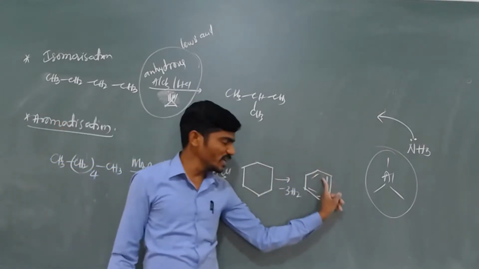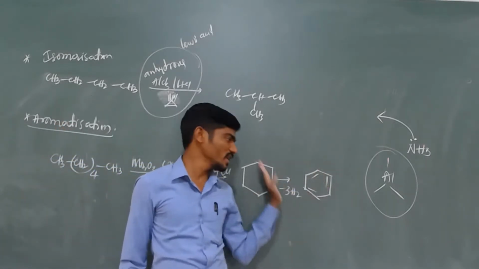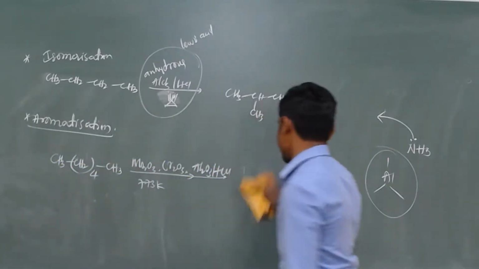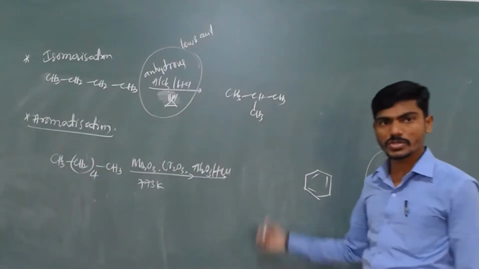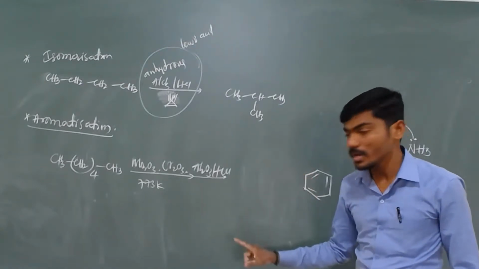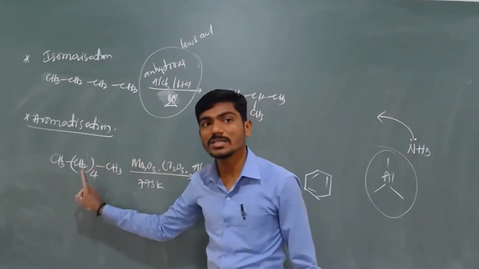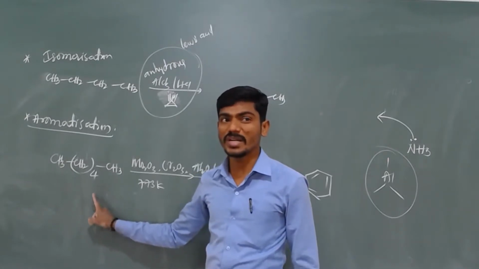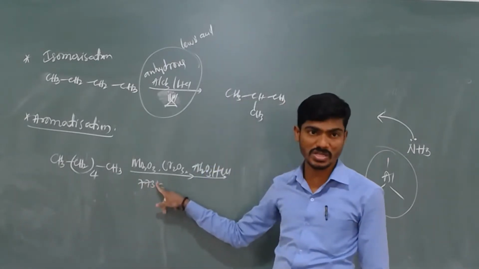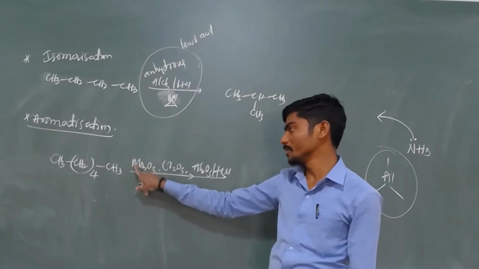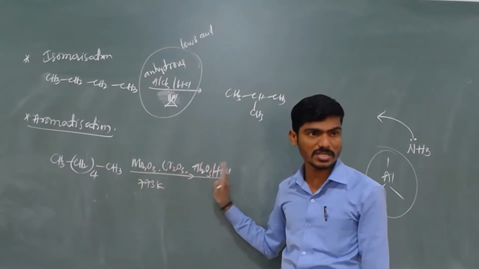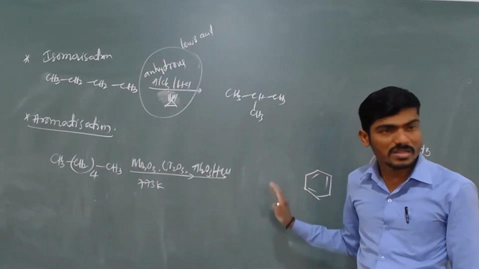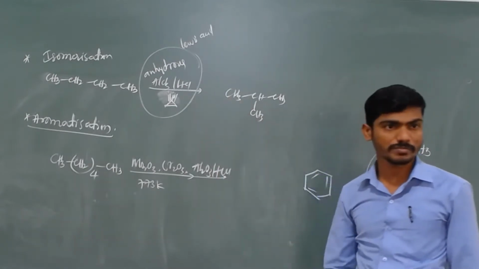Then aromatic ring formation, aromatization. Generally we skip these terms and directly write aromatic benzene. This gives rise to benzene. When an alkane containing 6 to 8 carbon atoms is heated at very high temperature in the presence of oxides of molybdenum, chromium or aluminum, it gives rise to aromatic compounds. This reaction is called aromatization.